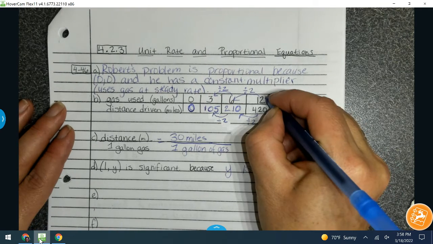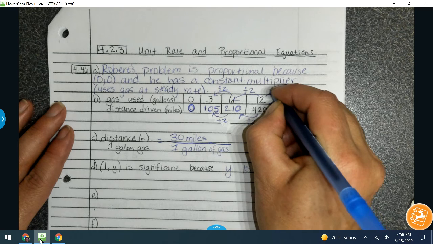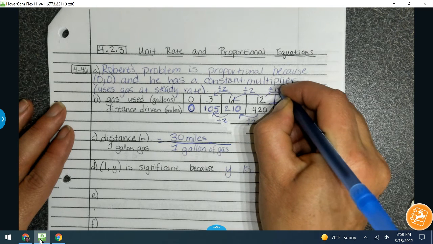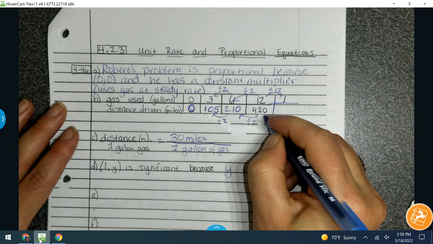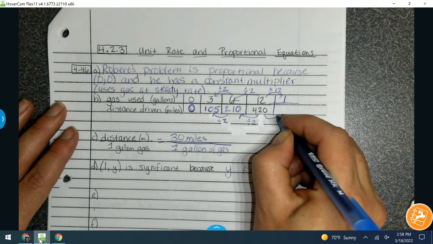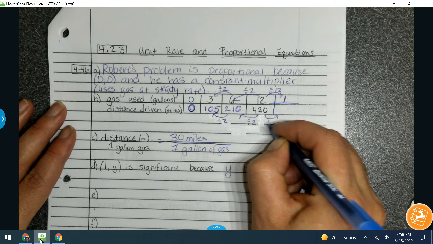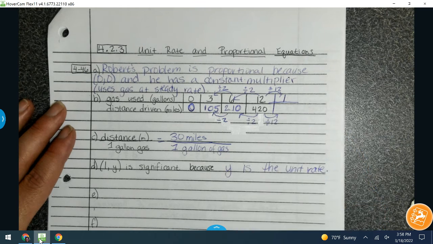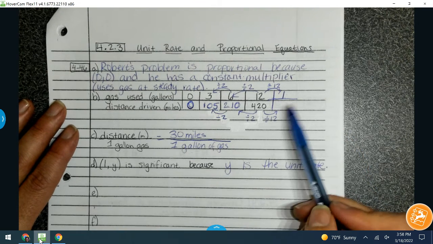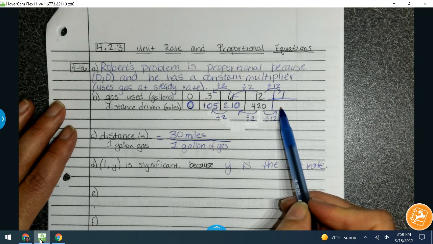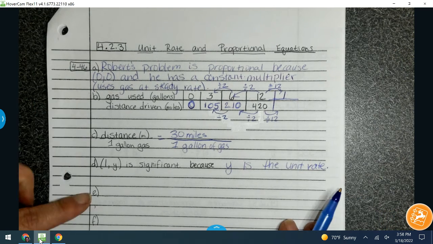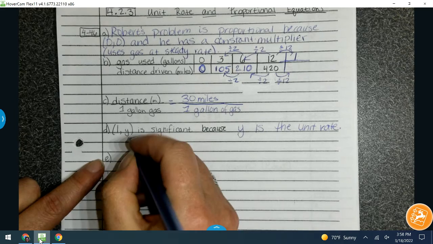Well, if I go from here to here, I'm going to divide by 12 because 12 divided by 12 is 1. So I'm going to take my 420 and I'm also going to divide that by 12. And whatever that answer is going to be how far he can go on 1 gallon of gas, which is my unit rate. So I'm going to go ahead and do that down here in Echo.